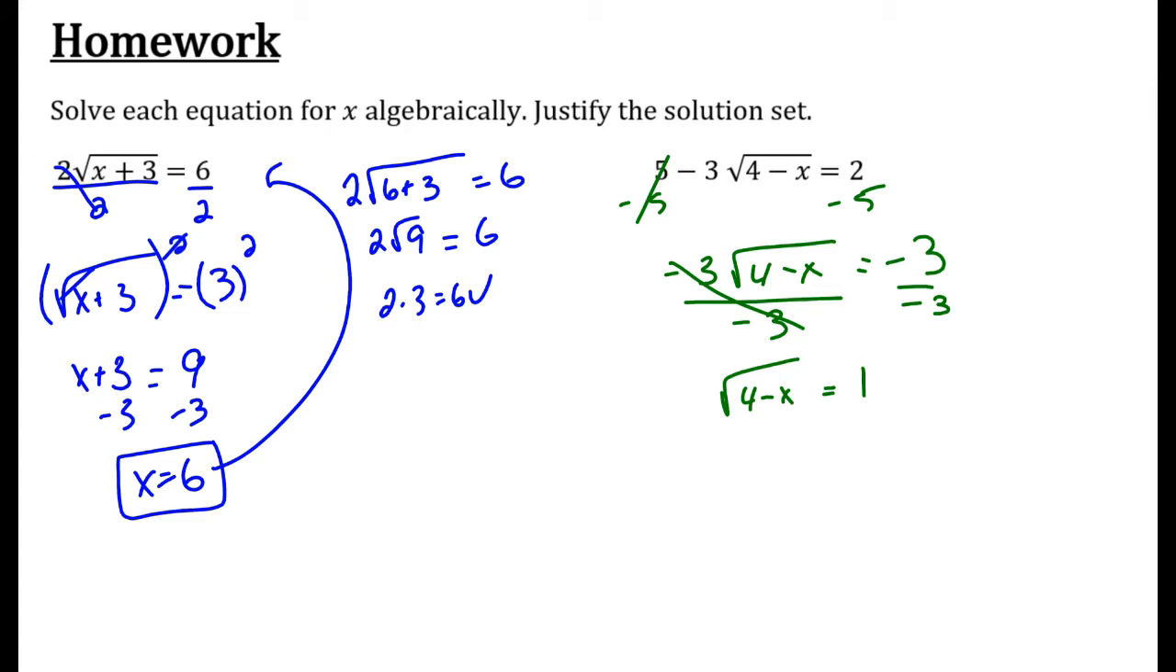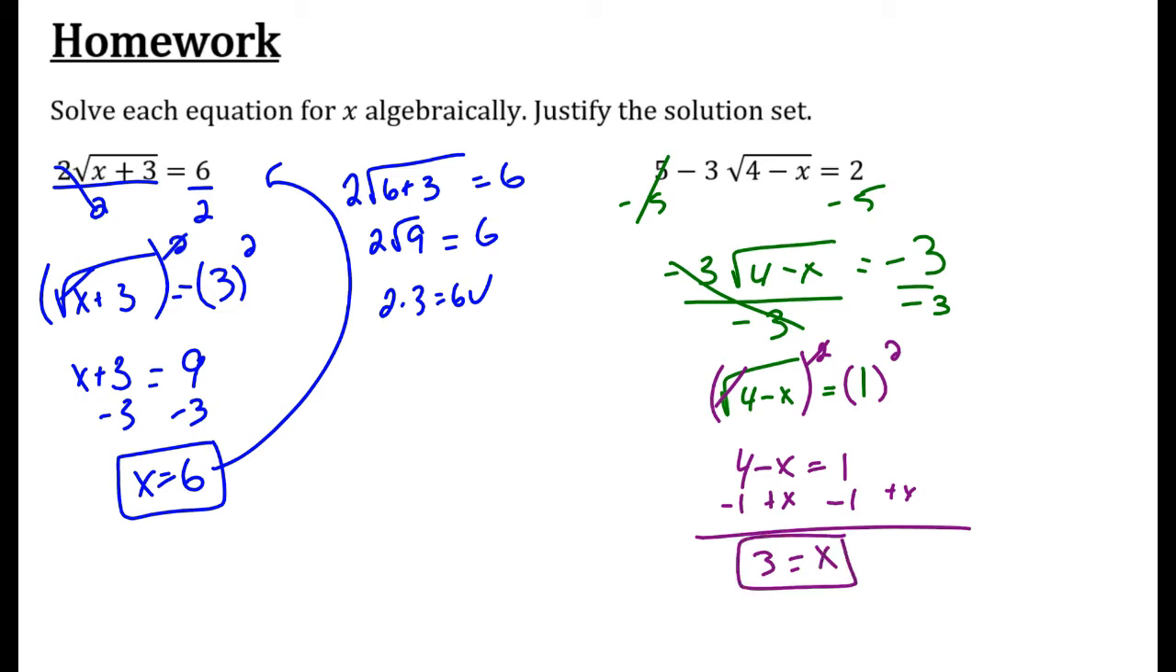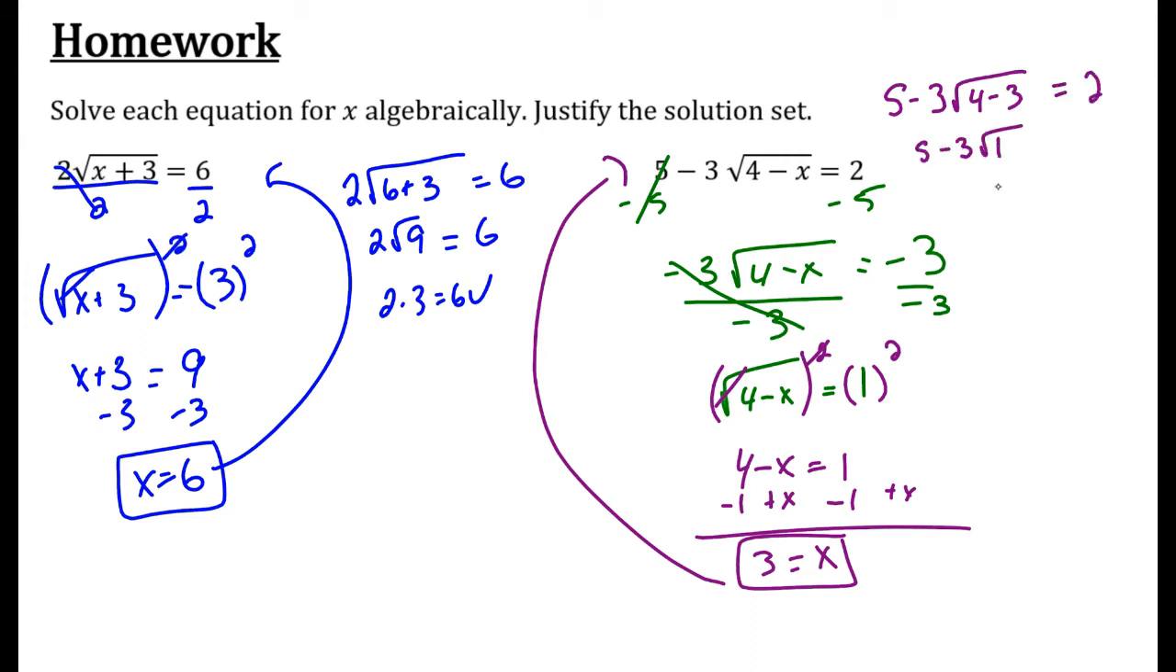Now that I've isolated my square root, I can square both sides. And I'm left with 4 minus x equals 1. If I add x and subtract 1, I get 3 equals x. I'm not done yet because I have to check that I didn't get an extraneous solution here. 5 minus 3 square root of 4 minus 3, what does that equal? Does that equal 2? Well, that's 5 minus 3 square root of 1, which is 5 minus 3 times 1, which is 2, equals 2. It does check out, so x equals 3 is our solution.